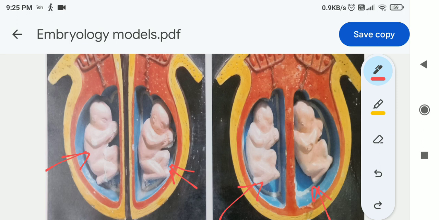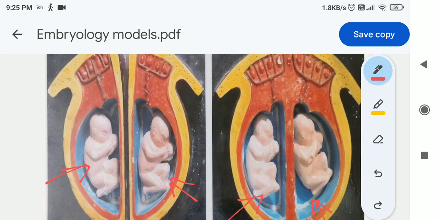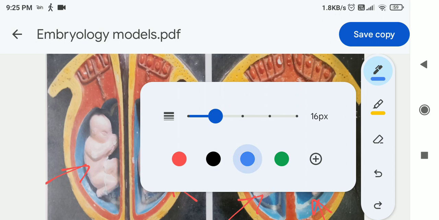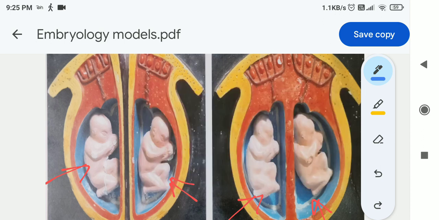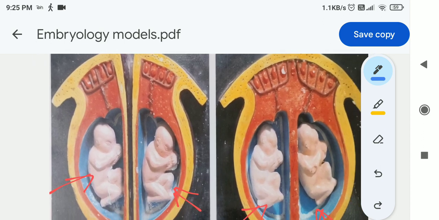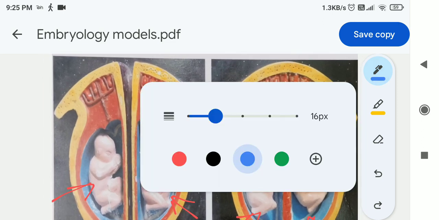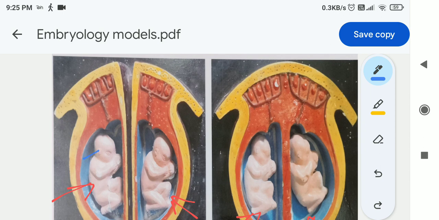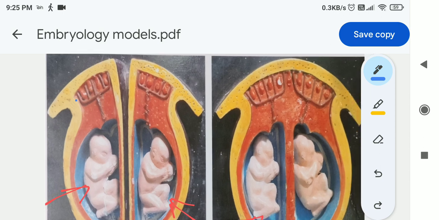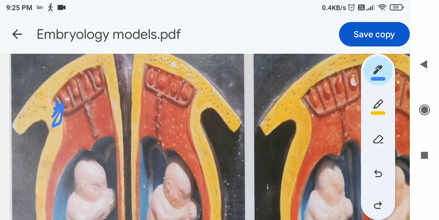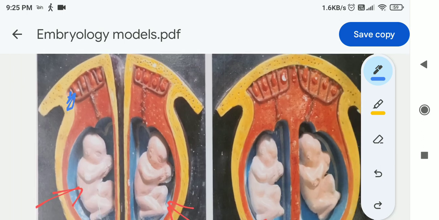A dizygotic twin is a twin wherein each zygote is developed from fertilization of a different ova. So this fertilization of a different ova gives rise to dizygotic twin. So what happens here? One of the ova will be there. There will be fertilization of that ova.